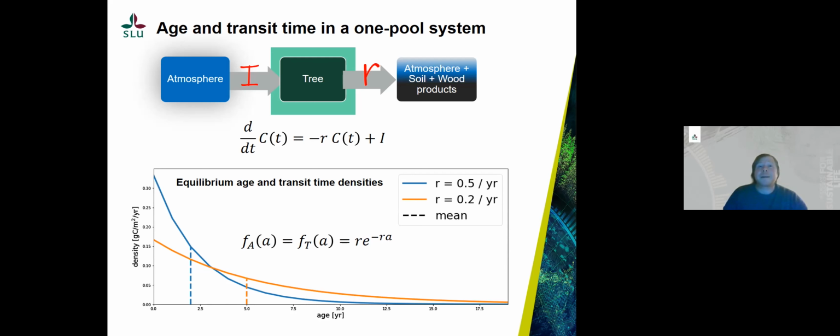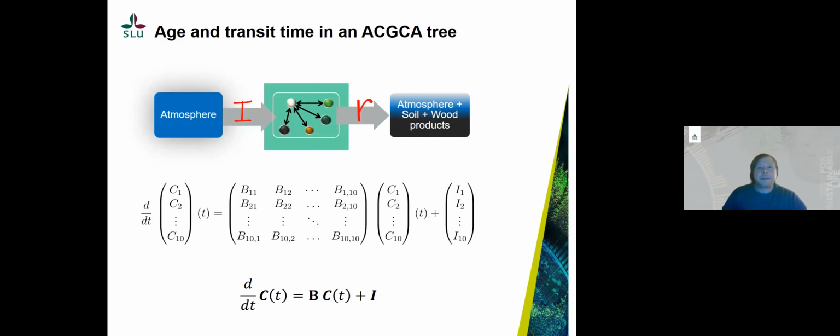Now let's think about a system with more pools than only one. Imagine we're replacing our tree model, which was just one pool, now by our version of this ACGCA tree. This model has 10 pools. And we have to describe our model now not only by one ordinary differential equation, but a system of 10 ordinary differential equations. And we can either write it in this messy way, where we note all the single components, or we just use the matrix and vector notation below.